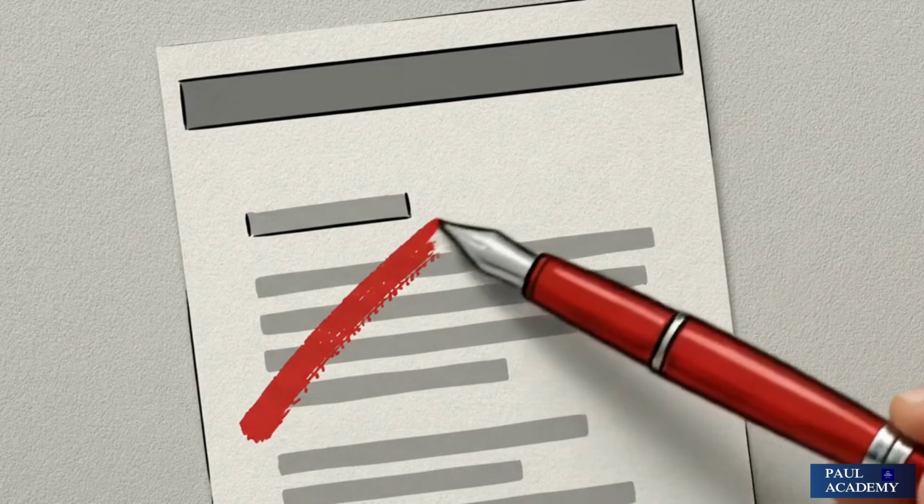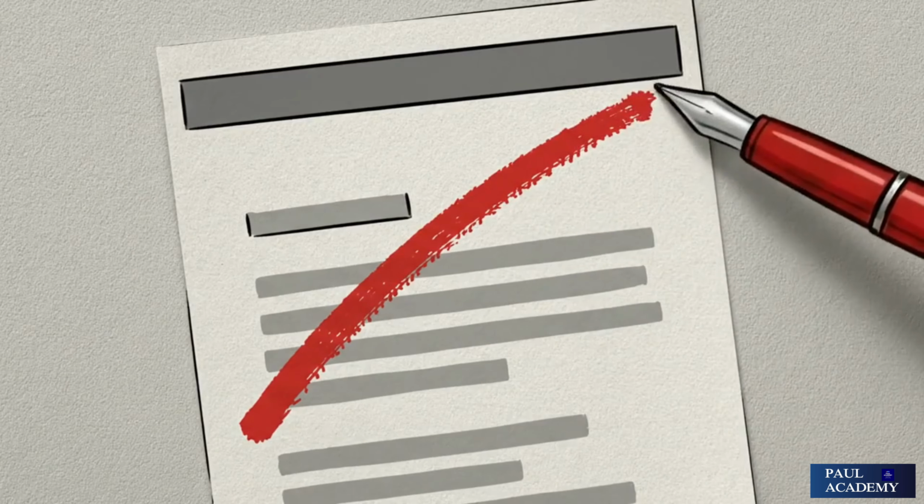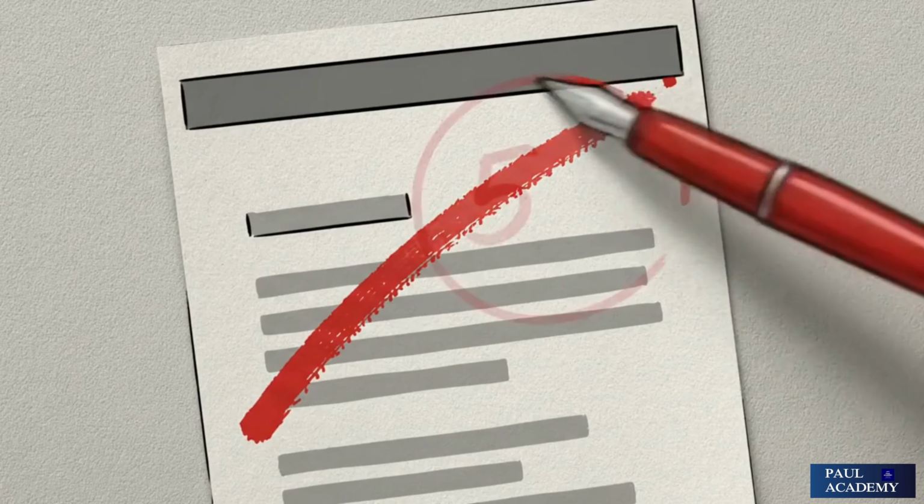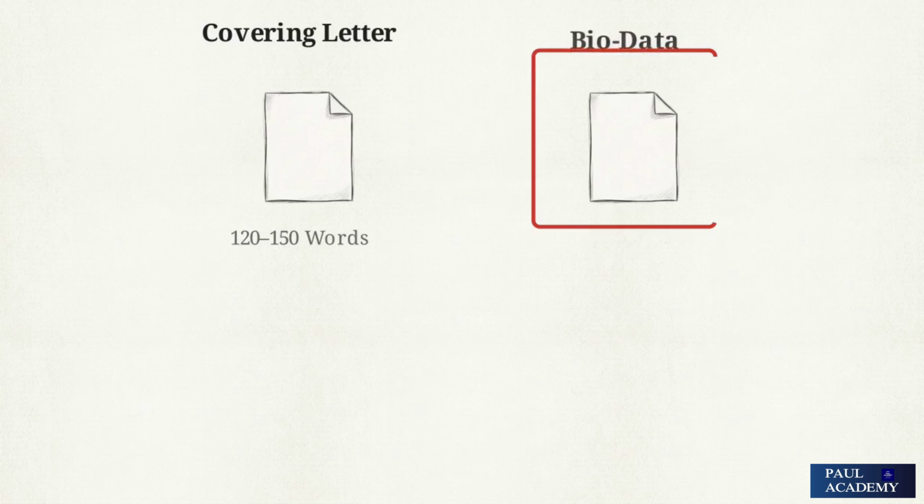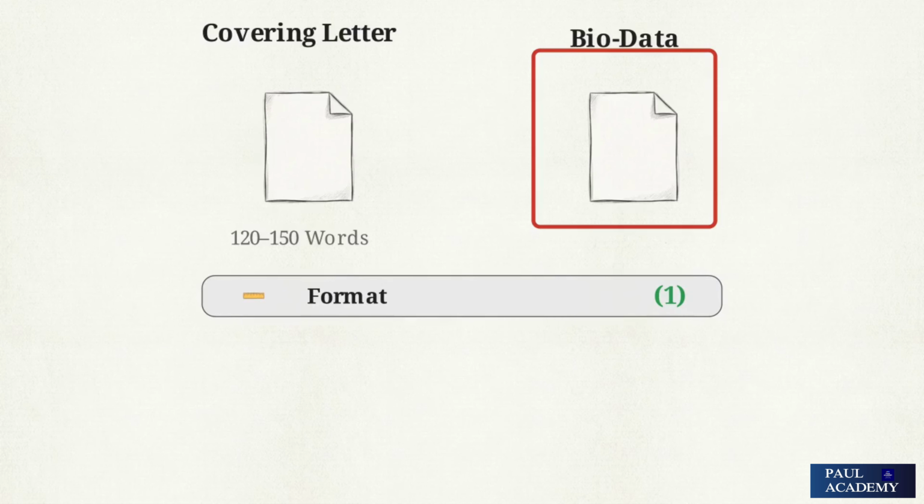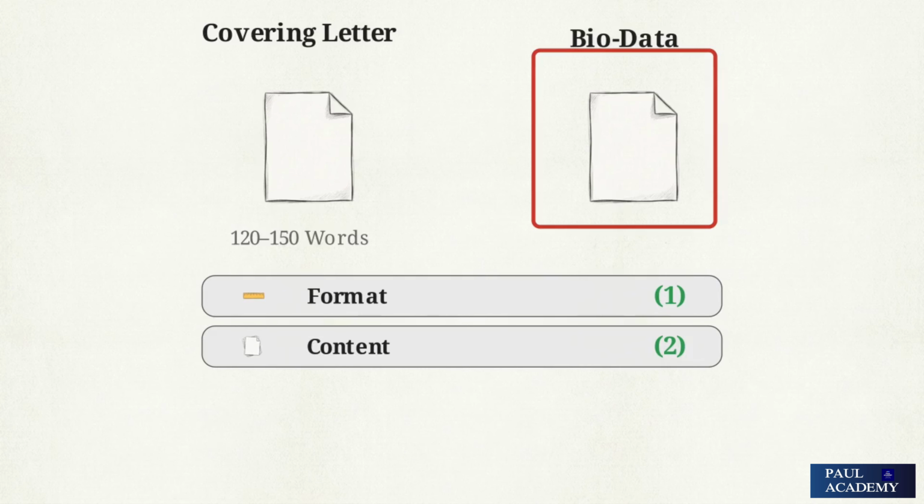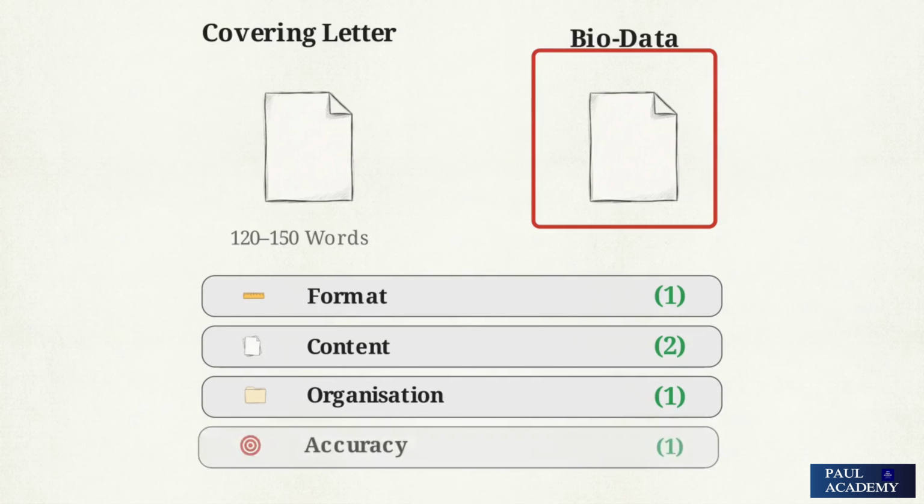Scoring a 5 out of 5 on the Class 12 English Creative Writing section is entirely within your control. You just need to know exactly what the examiners are looking for. Looking at the CBSE grading rubric, the 5 marks are distributed across 2 required components, a 120 to 150 word covering letter and a boxed biodata enclosure. 1 mark for format, 2 for content, 1 for organization, and 1 for accuracy.